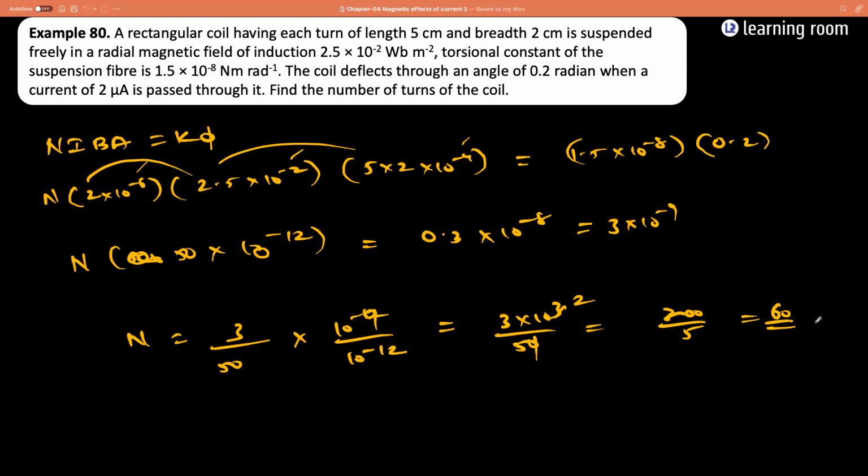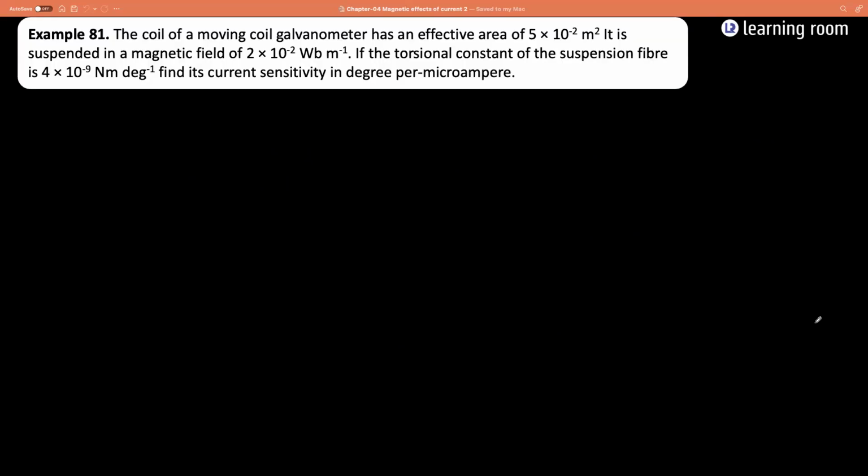Right? There are 60 turns present in this coil. Okay. So do this fast. They have mentioned find the current sensitivity in units of degree per microampere. Find it in the same way.